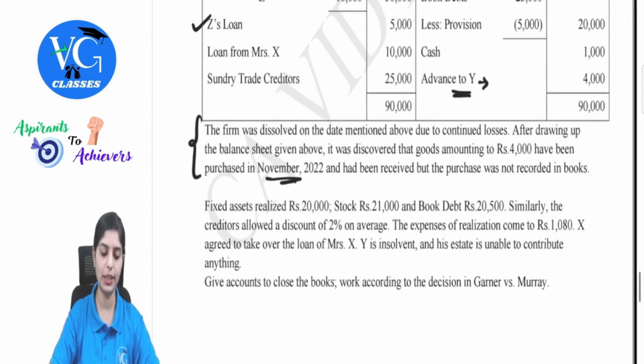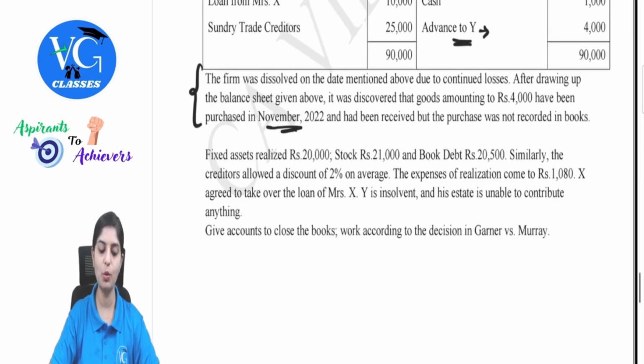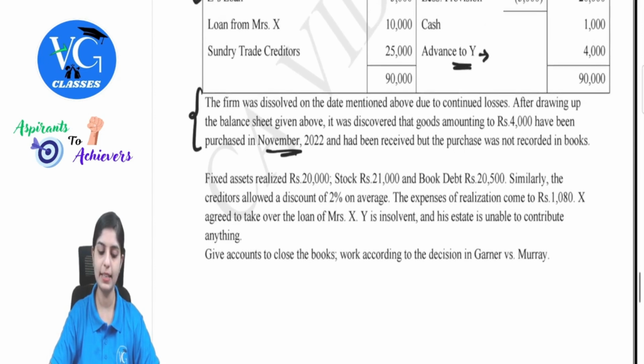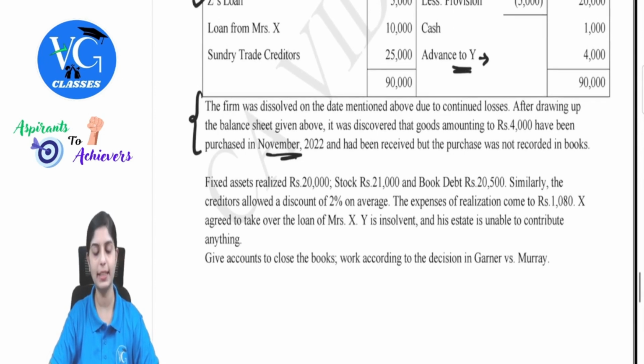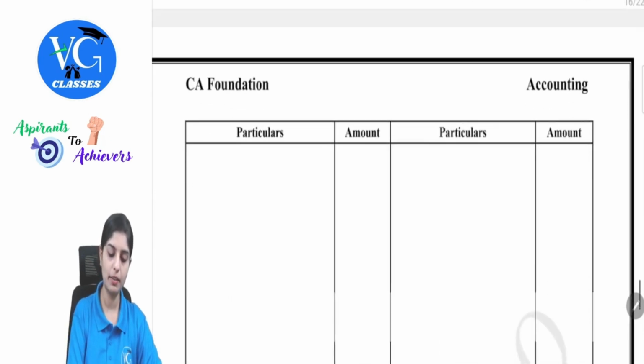Fixed assets realized 20, stock 21,000, book debts 2,500. Similarly, the creditors allowed a discount of 2% on average. Expenses. X agreed to take over the loan of Mrs. X. Y is insolvent and his estate is unable to contribute anything. Give accounts to close the books. Work according to the decision in Garner versus Murray. So let's apply. Same thing: realization account, partners' capital, and then bank account.